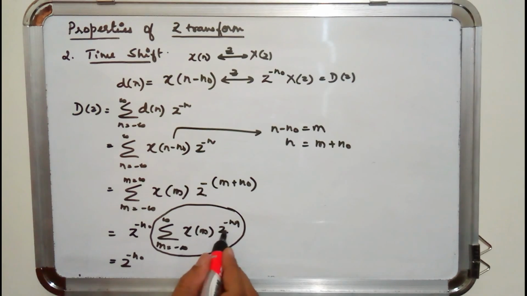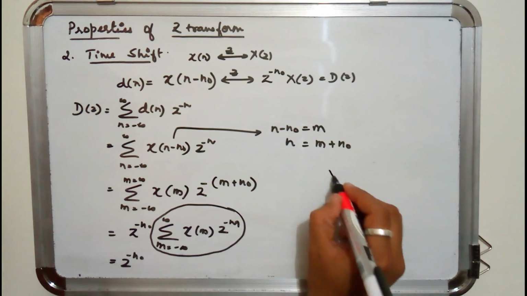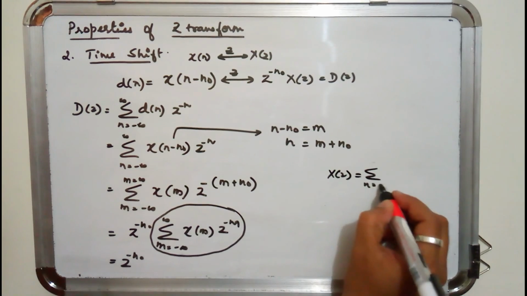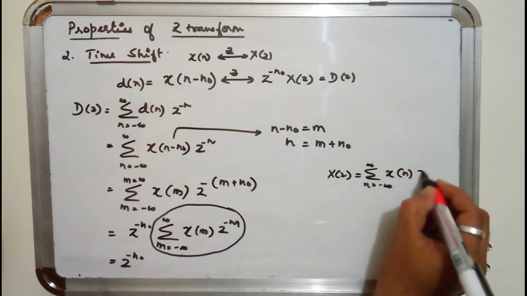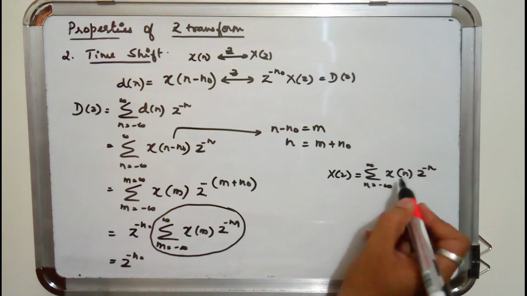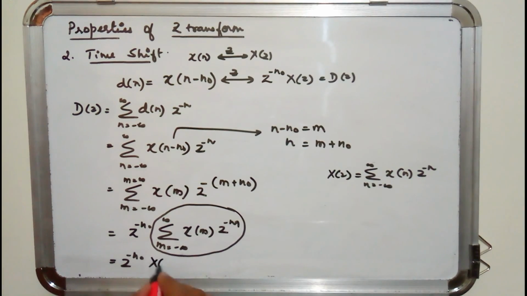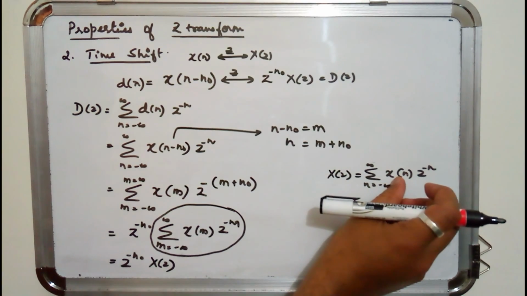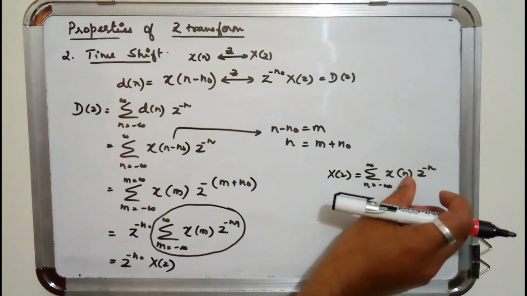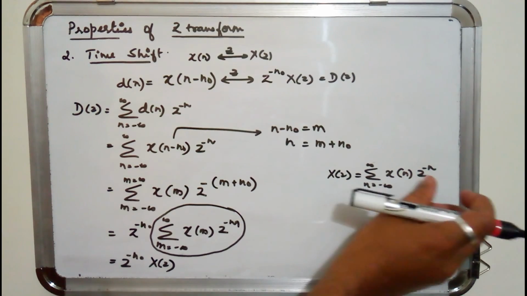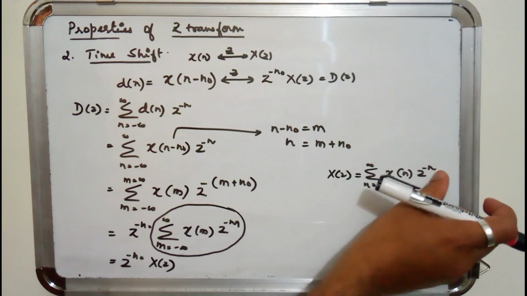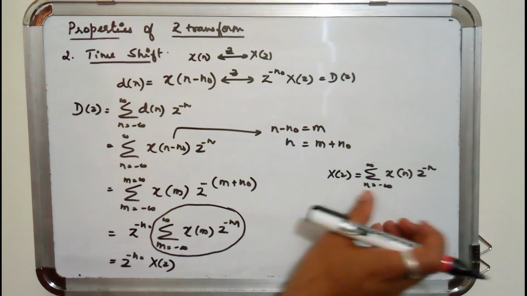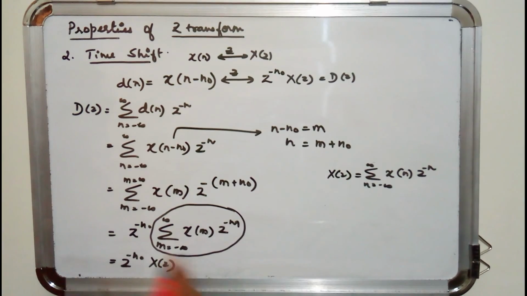X of m into z power minus m. See, X of z is nothing but summation n equals minus infinity to infinity x of n z power minus n. N is replaced by m everywhere, so it is also X of z. So the limit doesn't matter as far as input is given. I mean x of n z power minus n, or x of m z power minus m, or x of l z power minus l, everything relates to the z transform X of z. So D of z is z power minus n naught into X of z.